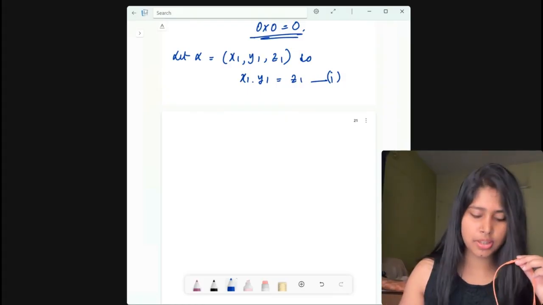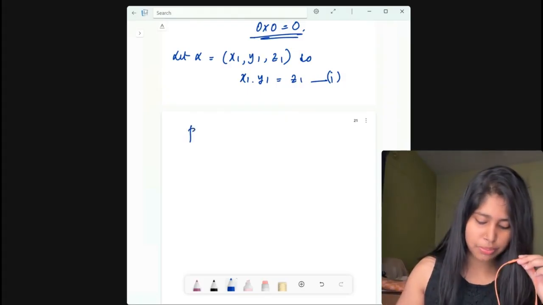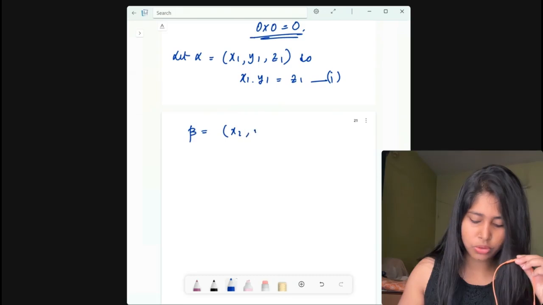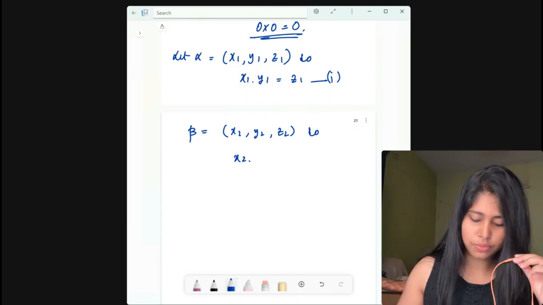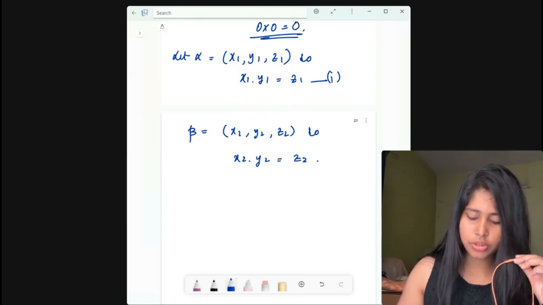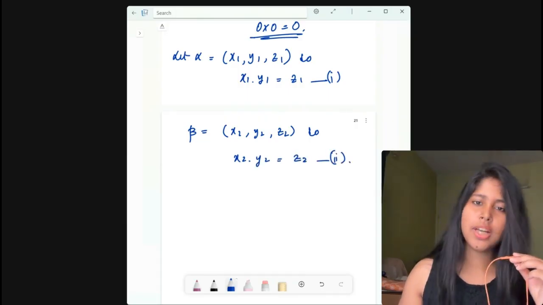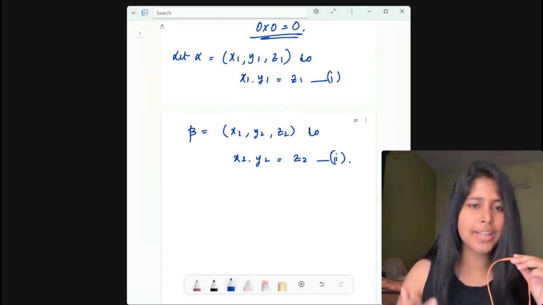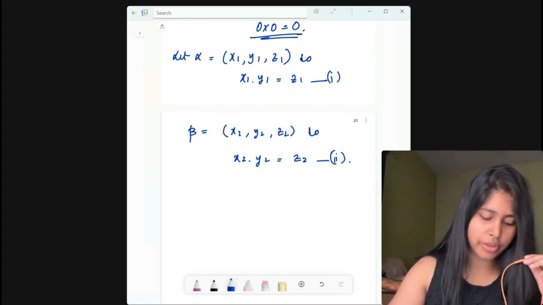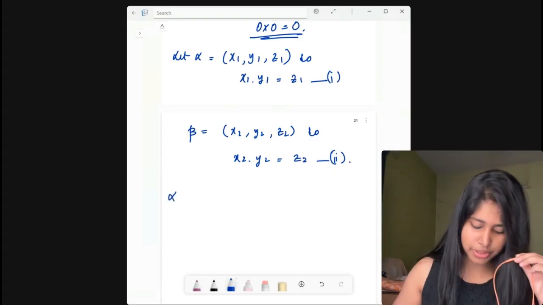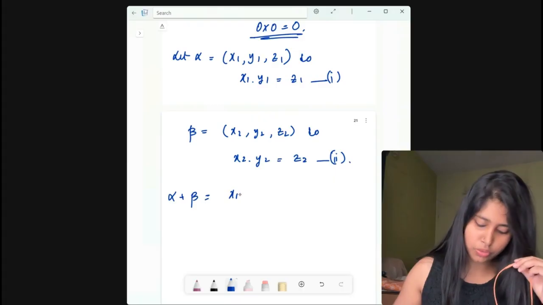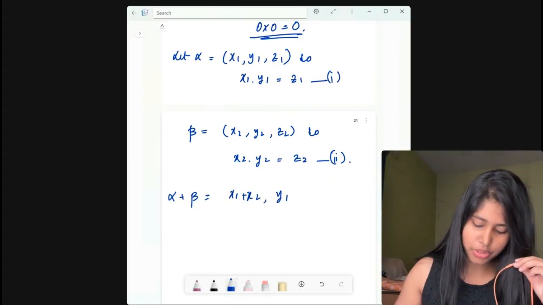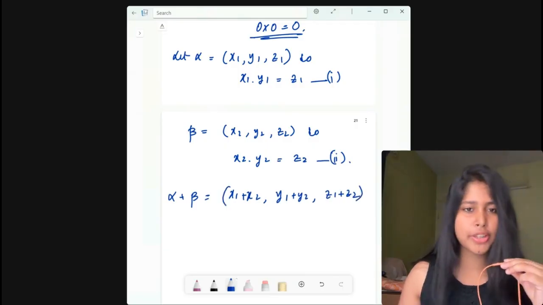Now coming to the next vector, which is beta. Beta equals x2, y2, z2. So x2 into y2 is equal to z2. This will be your second equation. Now you first have to add these two vectors. If you add these two vectors, what do you get? Alpha plus beta equals x1 plus x2, y1 plus y2, z1 plus z2.